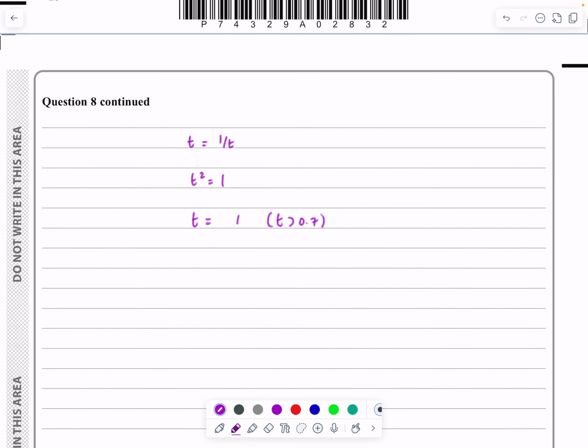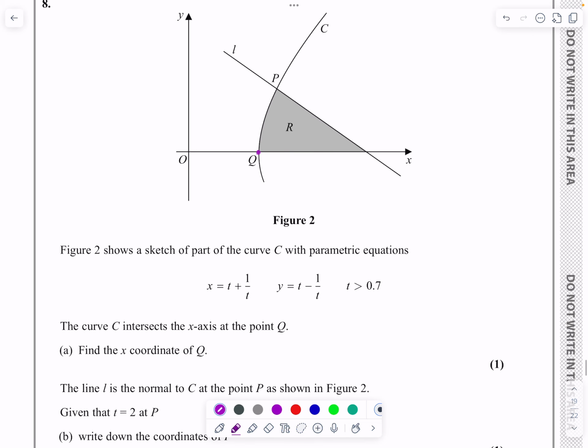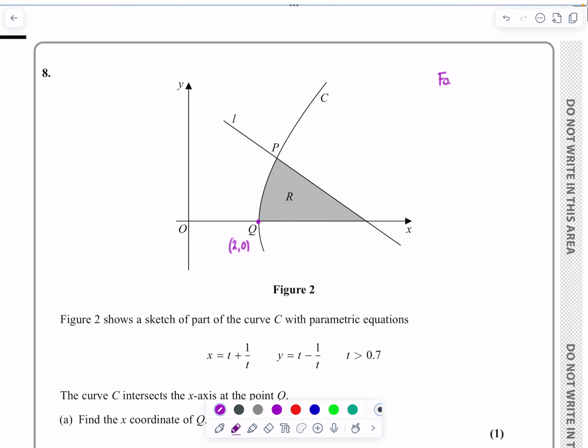t is just going to be equal to 1 there, and I wanted x. x, which was equal to t plus 1 over t, is equal to 1 plus 1, which is equal to 2. So the x value there is equal to 2. So here, this is the point (2, 0), and here I'm just going to put, to remind myself, for Q it is when t equals 1. I'm only doing that because I've done this question before, so I know that we'll need that a little bit later on.